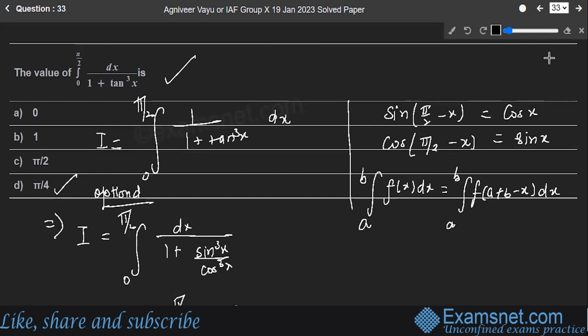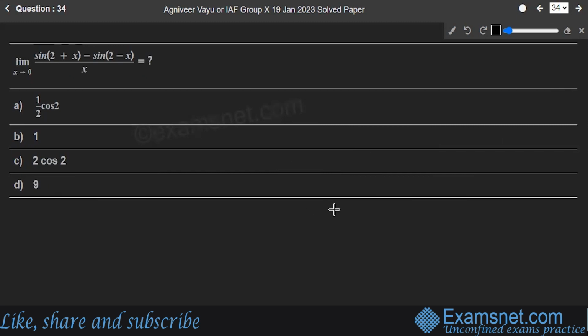Hope you got this. Next is question number 34. You have to find out the limit x approaching 0, sine of (2 plus x) minus sine of (2 minus x), whole divided by x. This is equal to what?